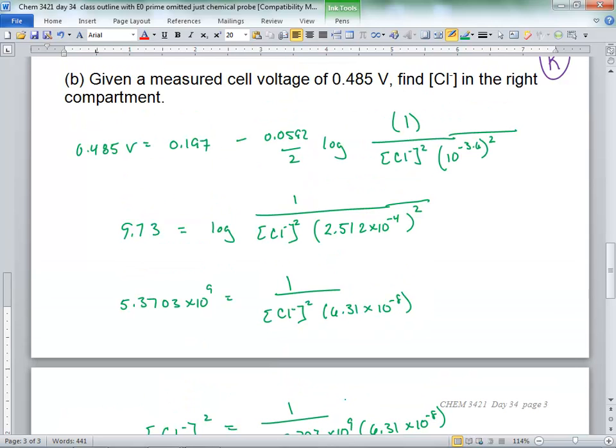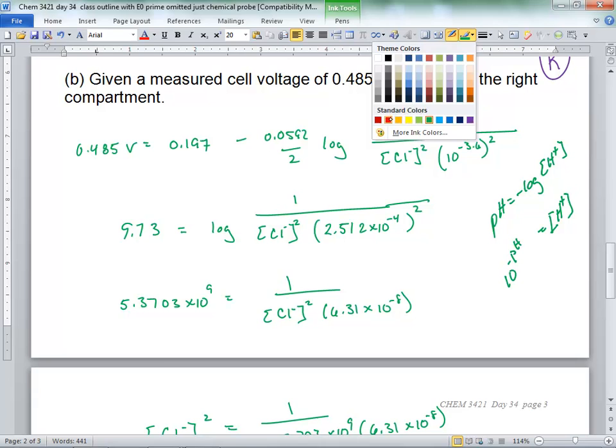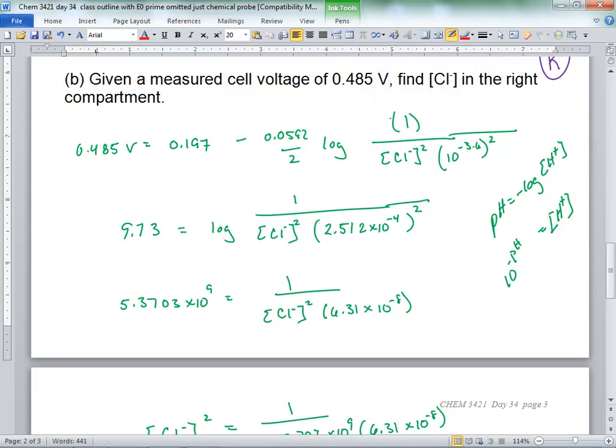All right. So you see what I did? I raised 10 to the negative 3.6 because pH is a negative log of H. So that means hydrogen ion concentration is 10 to the negative pH, right? So 10 to the negative 3.6 is 2.51 times 10 to the negative 4. You got to square it, so you end up with 6.31 times 10 to the negative 8.